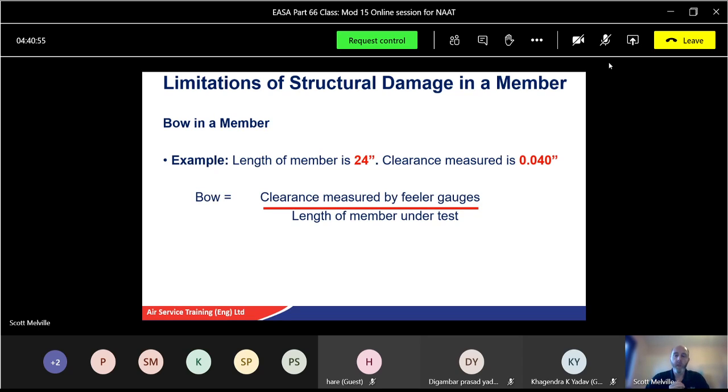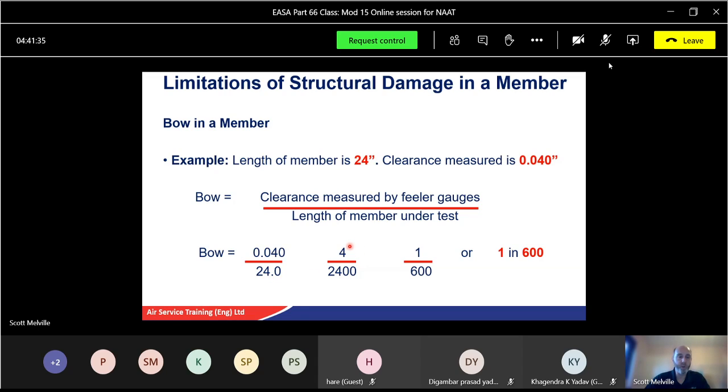By using this little formula, don't worry, you won't get a calculation in the exam, but just be aware of the numbers. Clearance measured by feeler gauge: you'll get a straight edge, put feeler gauges in, get a nice positive feel, measure the feeler gauges, and you'll get a reading. In this example, we've been told there's a gap of 40 thou. So we put 40 thou on the top, divided by the length of the member, which is 24. So it's simply 40 divided by 24.